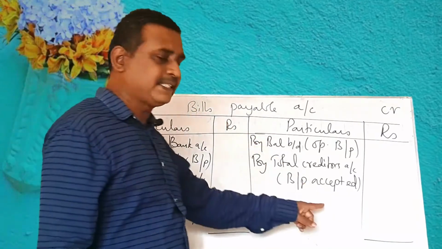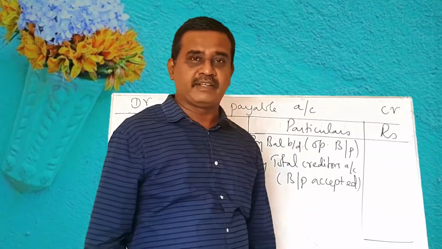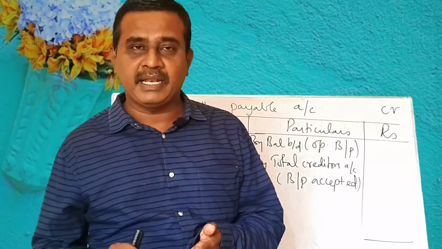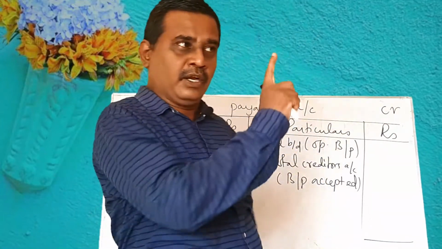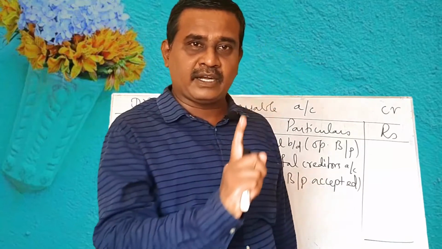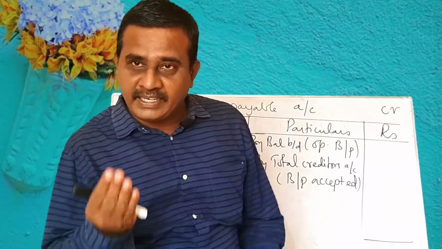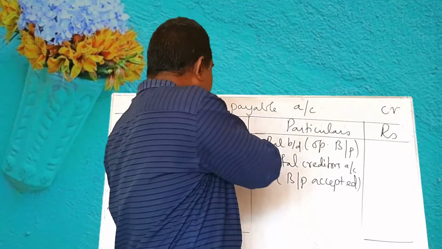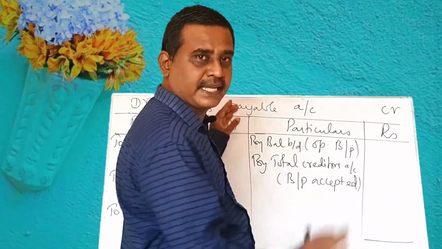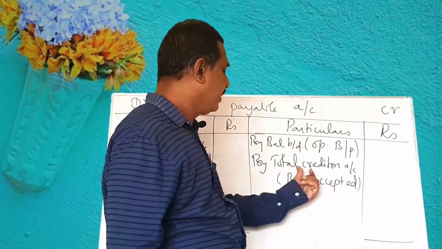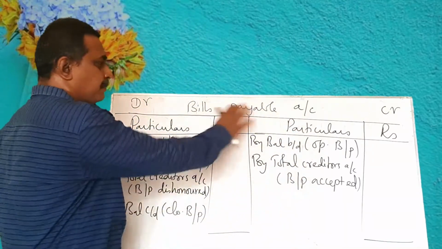Now, come to this side. Total creditors, bills payable accepted. We have accepted means we sign the bills and send them to the creditors. What would be the entry? Total creditors account debit to bills payable account. So, when that entry is posted to the bills payable account, we take bills payable account and come to the credit side. In the particulars column, we write total creditors. This is the format of bills payable account.